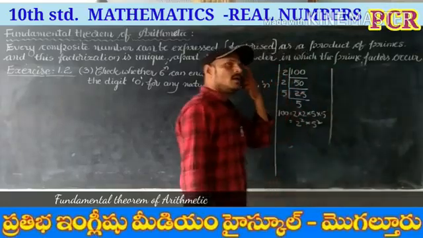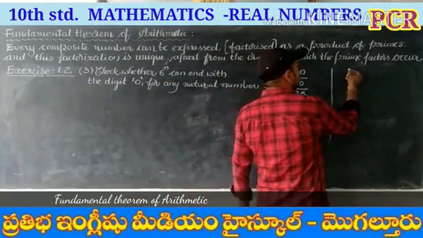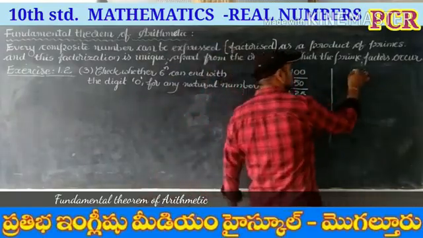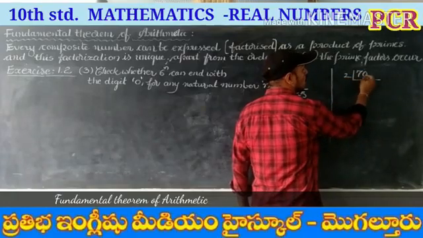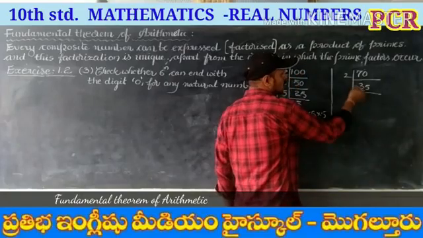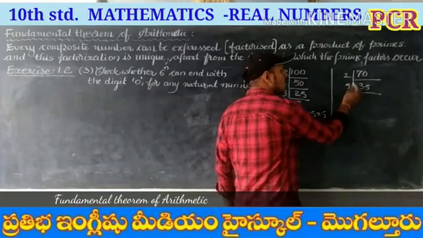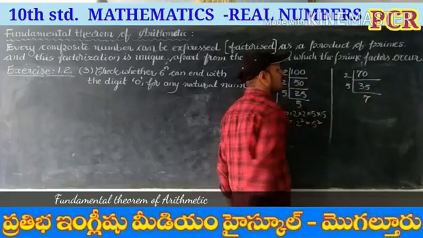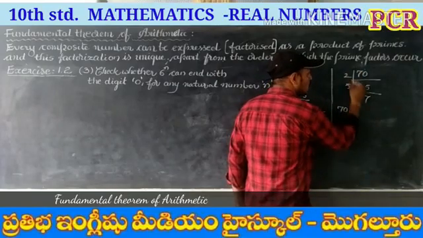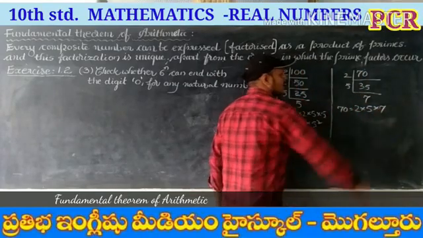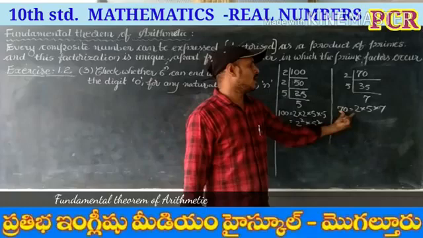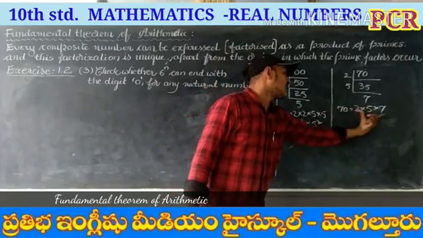Let's take another number, that is 70. That also ends with 0. The prime factorization of 70: 2. How many times? 35 times. So this 35 is not divisible by 2 and 3 also. That's why take 5. 5 how many times? 7 times. So this is a prime number, so no need to do further. So 70 is equal to 2 into 5 into 7. So this is the prime factorization of 70. So these two numbers end with 0 and this is their prime factorization.